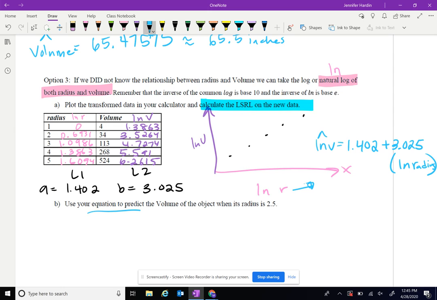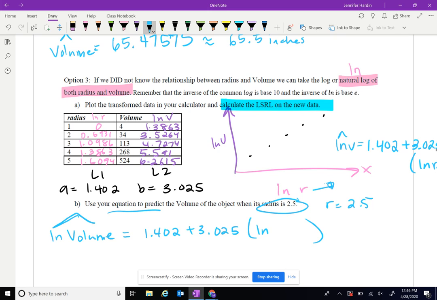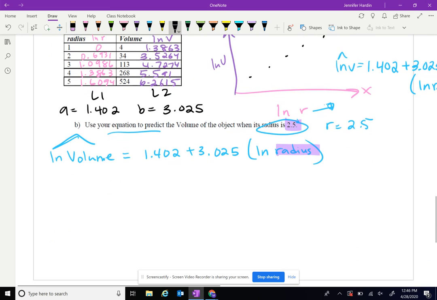So now we're going to use that same equation. We're going to plug in 2.5 again. So all they're saying is R is 2.5, plug it in. So the natural log of volume is being predicted when we plug in the natural log of our radius. The only thing we have right now is that the radius is 2.5. So when we plug that in, we're predicting the natural log of volume.